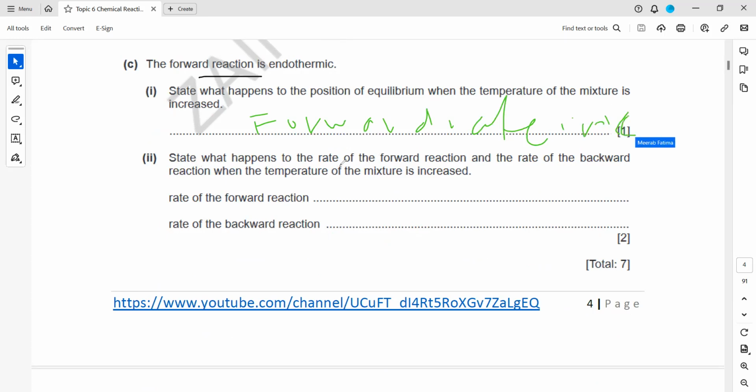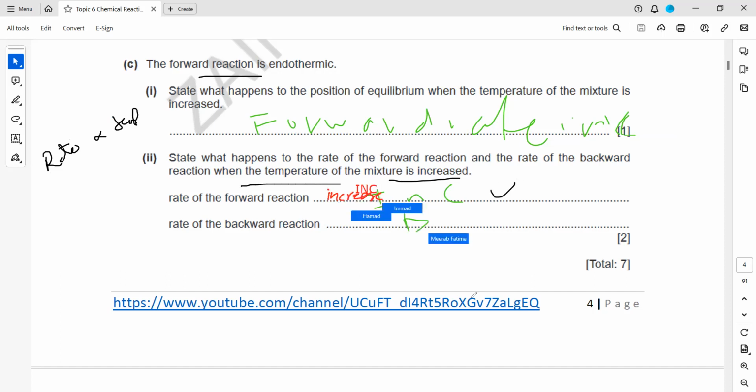State what happened to the rate of forward and backward reactions when the temperature of a mixture increased. The rates of the forward and backward reactions are both directly proportional to temperature. So the forward will increase and the backward will also increase.